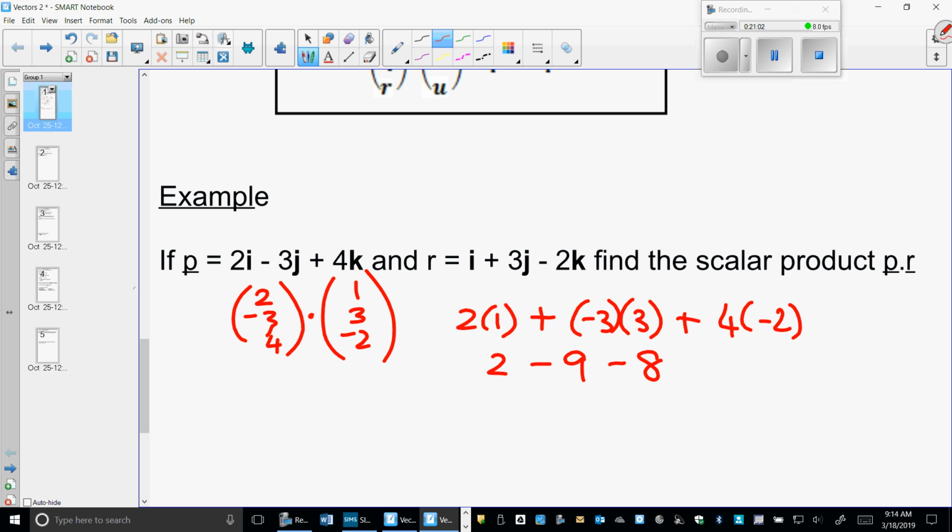-8. Oh, take away 8. So 2 take away 9 is -7, take away another 8. That's -15.